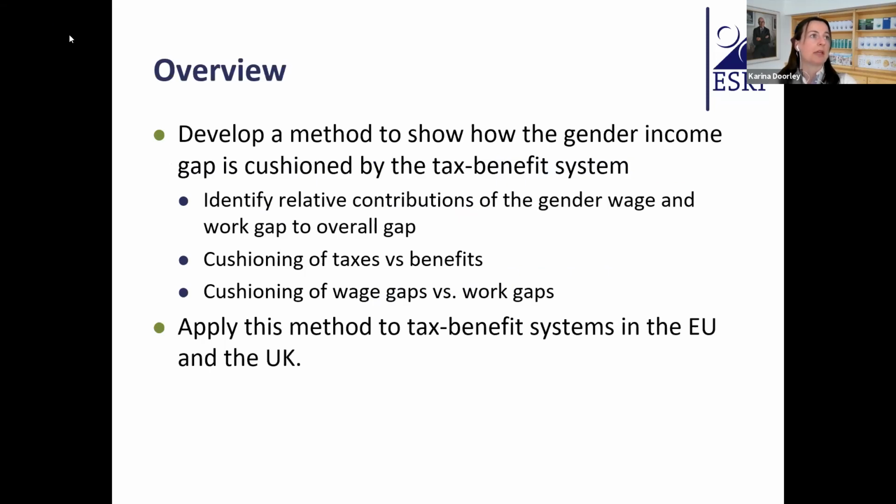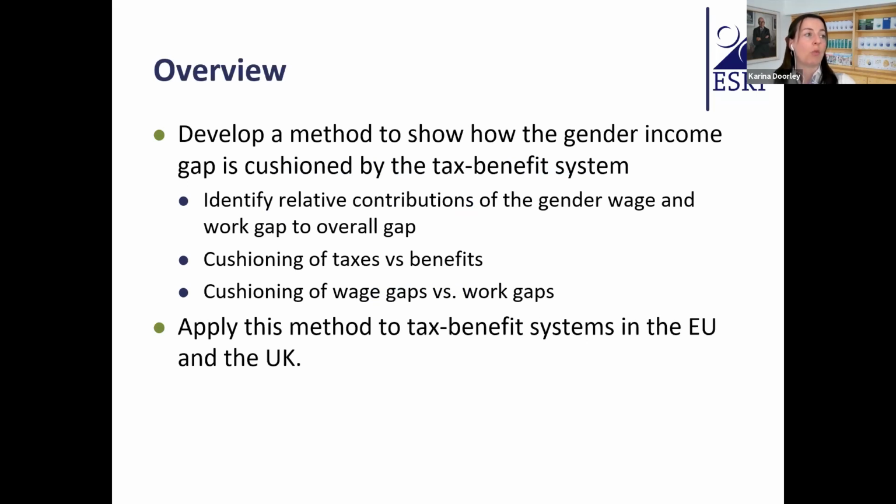So what we do in this paper is develop a method to show how the gender income gap is cushioned by the tax benefit system. So we identify the relative contributions of the gender wage and the gender work gap to the overall gap. So we show what the total gap in market income between men and women is made up of for a start. We then show how this gap is cushioned and how much of that cushioning is performed by taxes and how much by benefits.